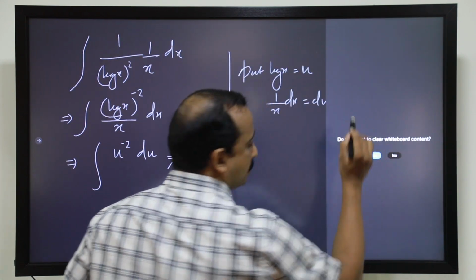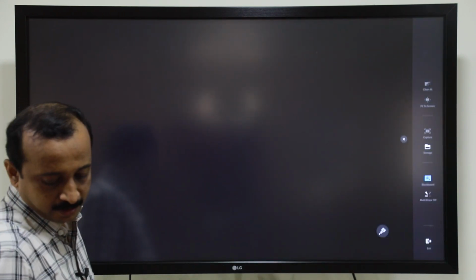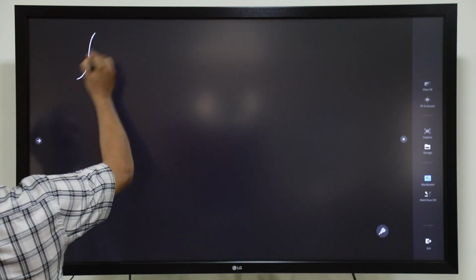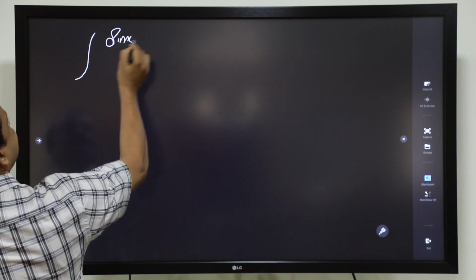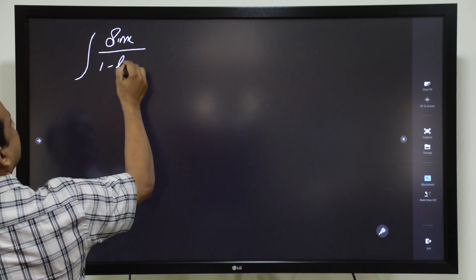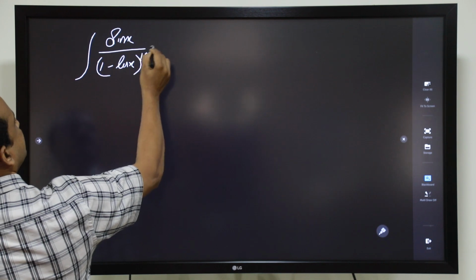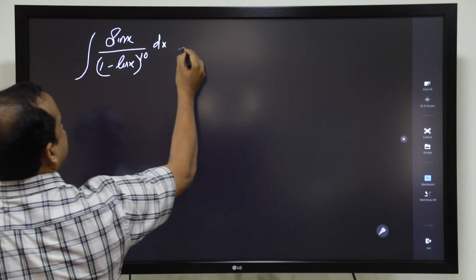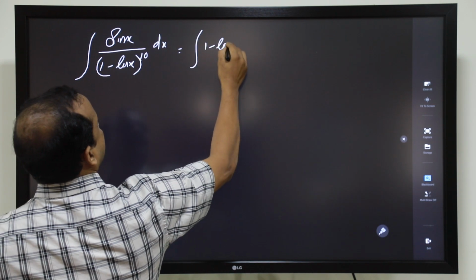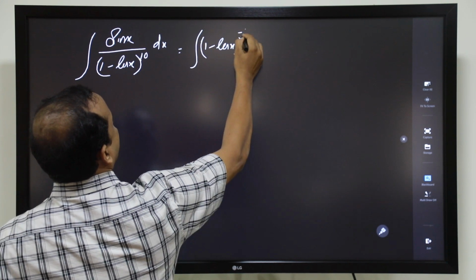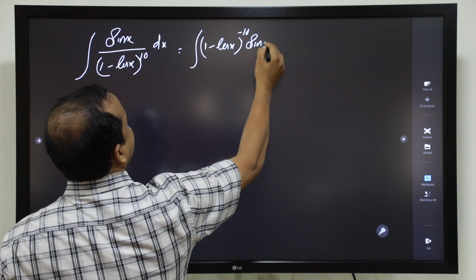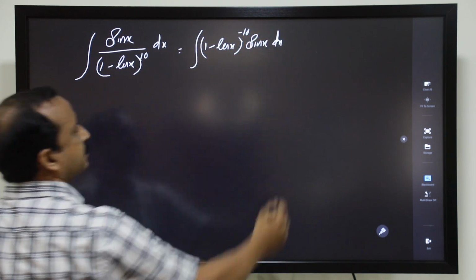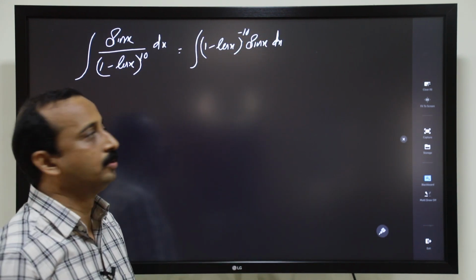Okay, I'll write one more question similar to this type. Integral of (sin x divided by 1 minus cos x) the whole raised to 10 into dx. Actually, this function is in the form (1 minus cos x) the whole raised to minus 10 into sin x into dx. That is f of x raised to n into f dash x form.